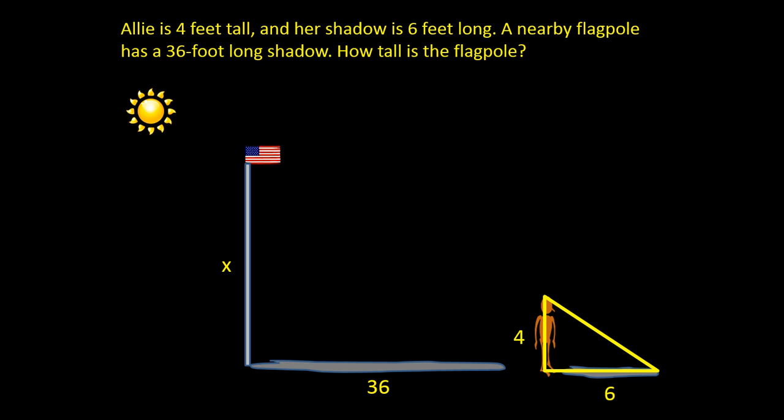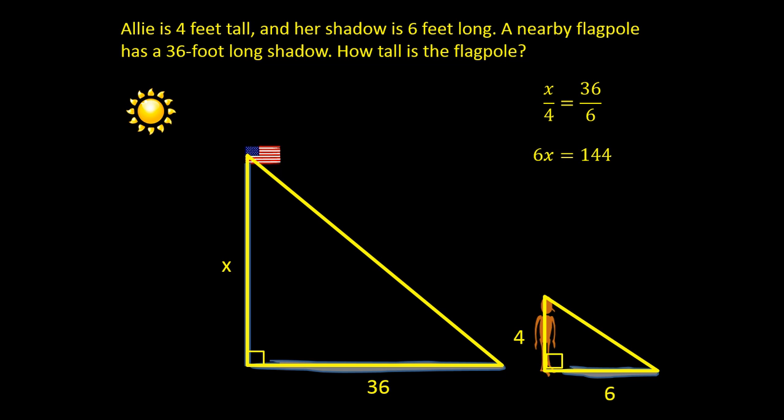Now let's say we look at some triangles that are formed in these pictures and try to find the sides that are proportional in these similar triangles. Well, certainly the x and the 4 are proportional, as are the 36 and the 6. So let's write a proportion that states that, and then cross multiply to solve. And we find that x is 24. So the flagpole is 24 feet tall.